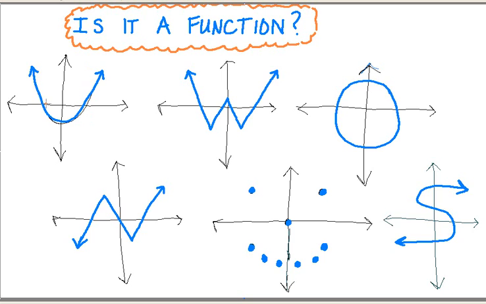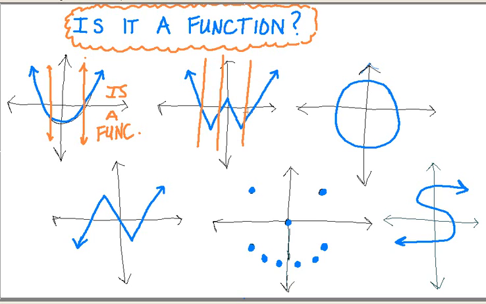Alright, so here's our first example. Does there exist a vertical line that when drawn will pass through this graph at more than one point? The answer is no. So therefore, this is a function. Okay. Moving on to the next one. Does there exist a vertical line that when drawn will pass through this graph at more than one point? And again, the answer is no. So yes, this is a function.